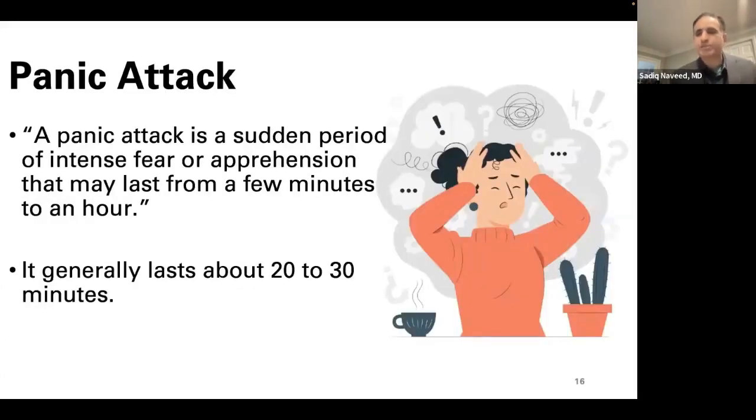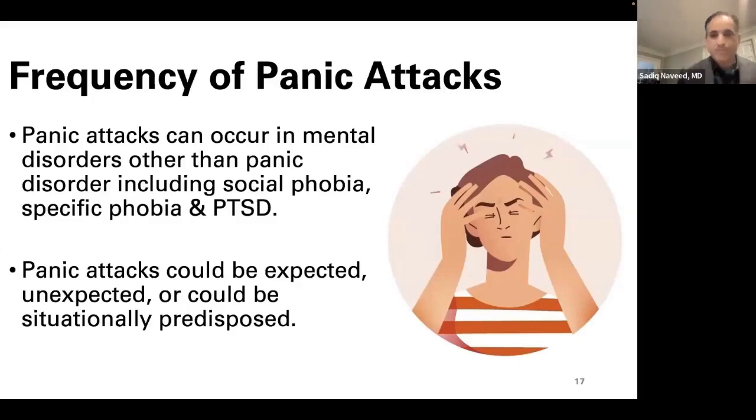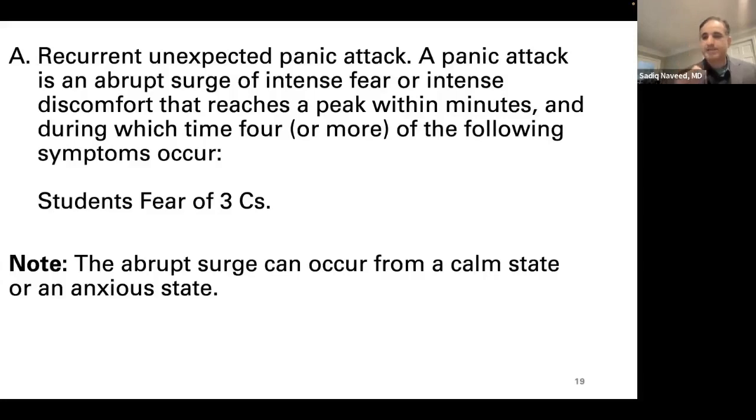So panic attack is sort of like a chest pain, right? So you need to see what constitutes panic attacks. It's a sudden period of intense fear or apprehension that may last for a few minutes to an hour. And it generally lasts for 20 to 30 minutes. So if it is lasting for a whole day, then you need to think about something else. So panic attacks, like I was mentioning, can happen in other conditions too. It's not one panic attack that would constitute panic disorder.